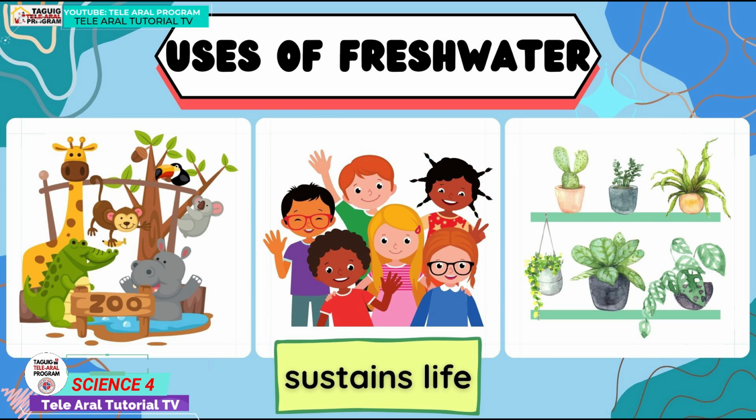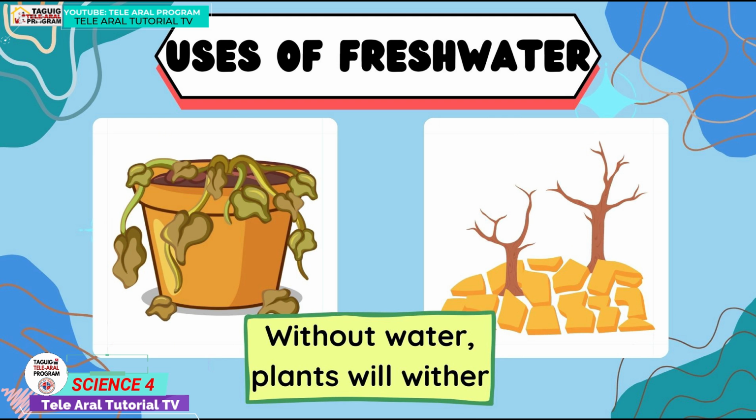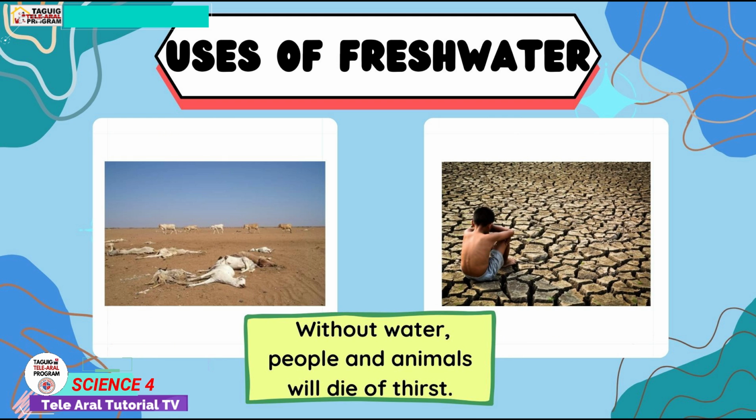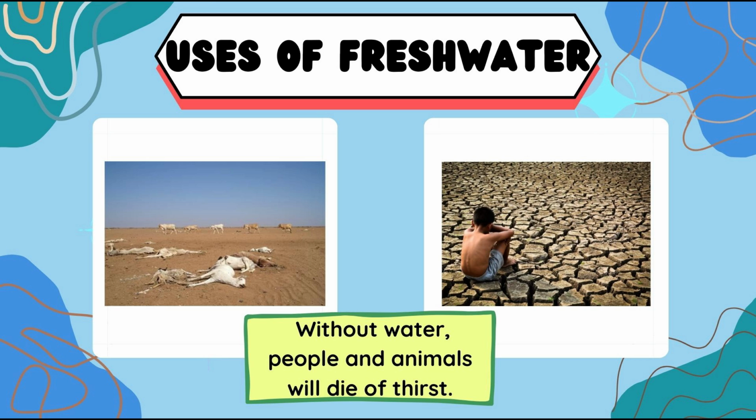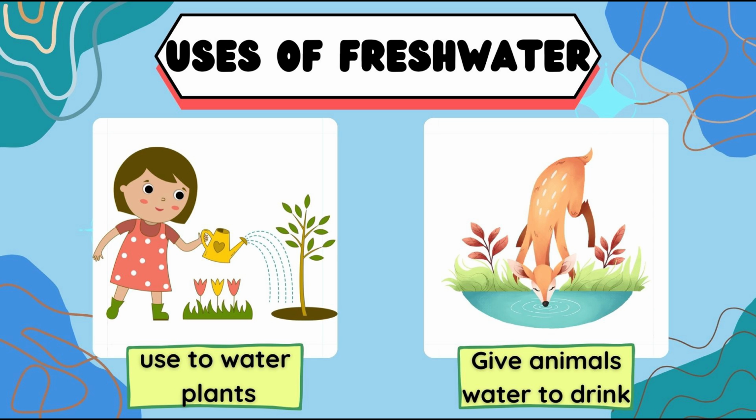Fresh water can sustain animals, humans, and plants' life. Without water, plants will wither. Without water, people and animals will die of thirst. As an intervention to this problem, use water to water the plants and give animals water to drink.